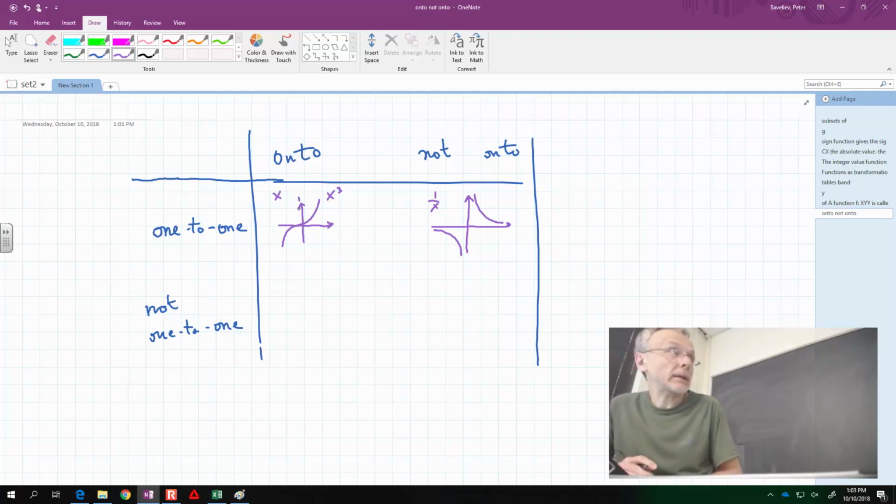Like I said, all horizontal lines will have one intersection with the exception of the x-axis, which will have 0 intersections. Now we're moving down to the second row. A function that is onto but not 1-to-1. Which means that every horizontal line has at least one intersection, but at least once it has more than one.